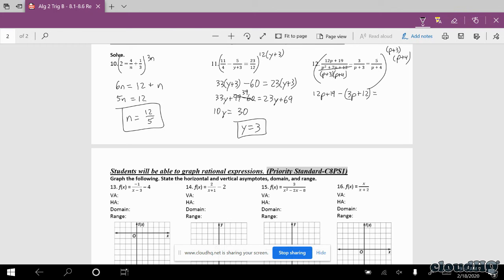P plus 4's cancel, so we get 5 times p plus 3, distribute. Oops. 5p plus 15. 12p minus 3p is 9p. 19 minus 12 is 7. Subtract 5p from both sides, giving us 4p. Subtract 7 from both sides, giving us 8. So p is equal to 2.